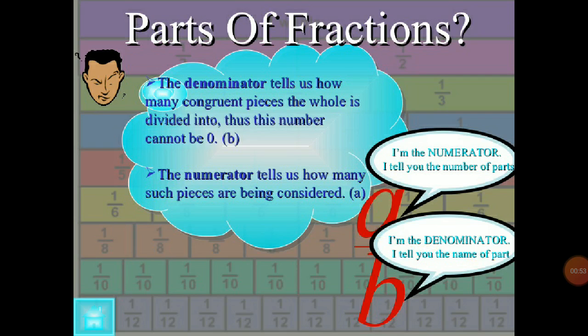Now, parts of fractions. The denominator tells us how many congruent pieces the whole is divided into. Thus, this number cannot be 0. That means this number, the denominator, is always non-zero. The numerator tells us how many such pieces are being considered. Now here, A upon B: A indicates the numerator and B is the denominator.